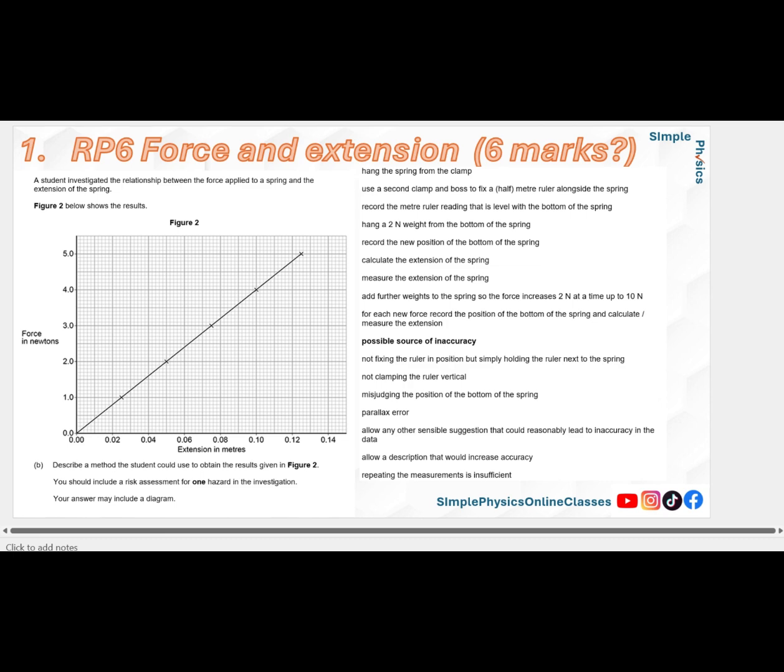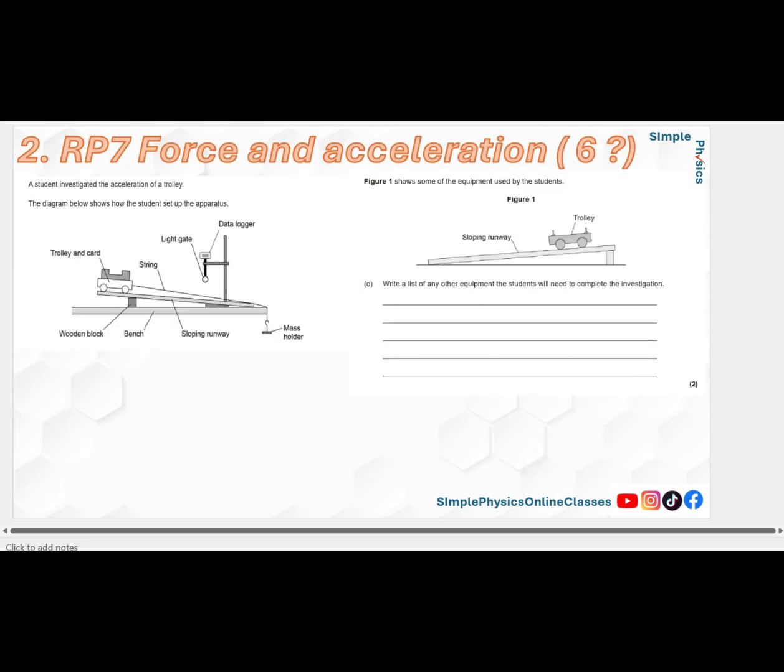They can give you data, plot a graph. Just remember, is it a force extension graph or is it an extension force graph? So that is RP6, which is Hooke's law. The next one, RP7, which is Newton's second law. So Newton's second law, and I think this was chapter 11. Okay, so force extension, RP6, I think that was chapter 11. This is probably chapter 10.